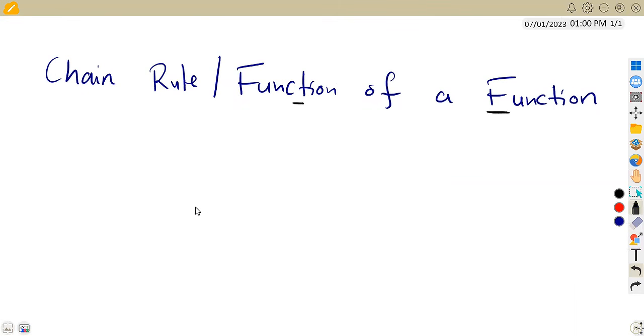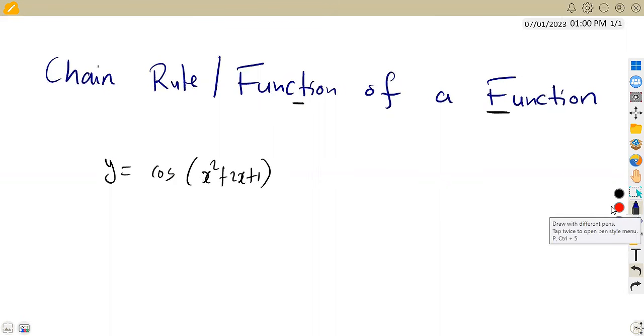Let us take an example of a basic cos or trig function. Let me have it as an equation so that we understand what I'm trying to say here. We are given y is equal to the cosine of x squared plus 2x plus 1, like this. If you take this into consideration, you see that we have something that is different from what we are used to on our cosine function.